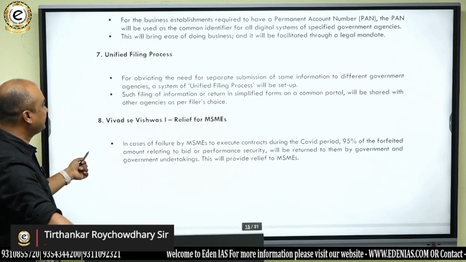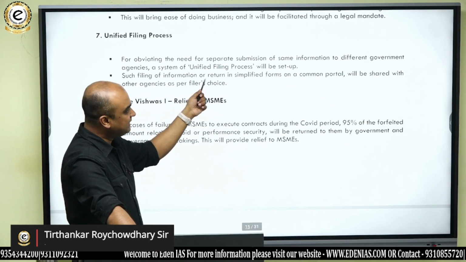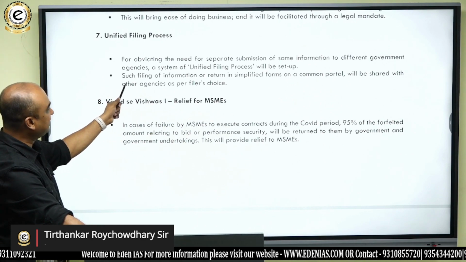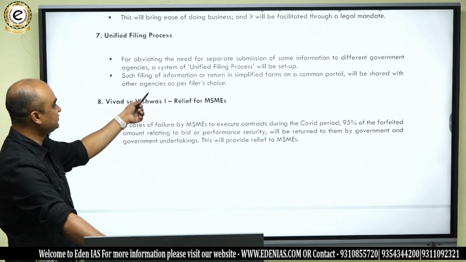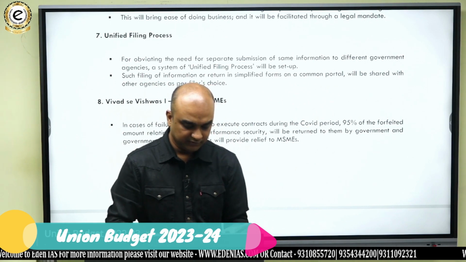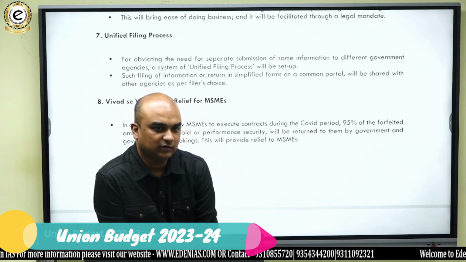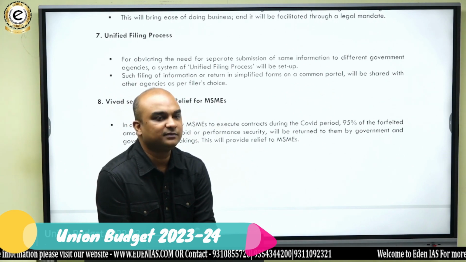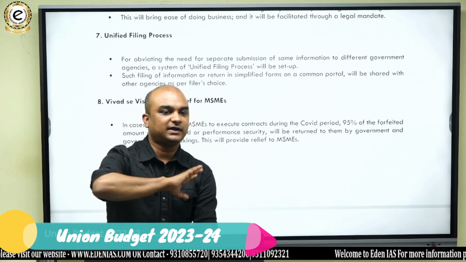Unified filing process for obviating the need of separate submission of same information to different government agencies. A system of unified filing process will be set up. Such filing of information or return in simplified forms on a common portal will be shared with other agencies as per filer's choice. Like say for example, suppose you are starting something with respect to heavy industries. तो मिनिस्ट्री ऑफ कॉमर्स वहाँ पे भी जाना पड़ेगा आपको, हो सकता है लॉजिस्टिक्स मिनिस्ट्री में भी कुछ आपको देना पड़े, लेबर मिनिस्ट्री में भी कुछ आपको देना पड़े. हर बार आप फाइल ही करते रहोगे अपने पेपर्स. यहाँ पे क्या है, एक जगह फाइल करो, बाकी सब वहां से शेयर करेंगे.